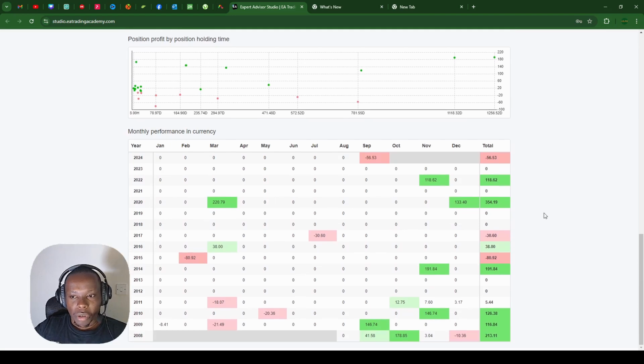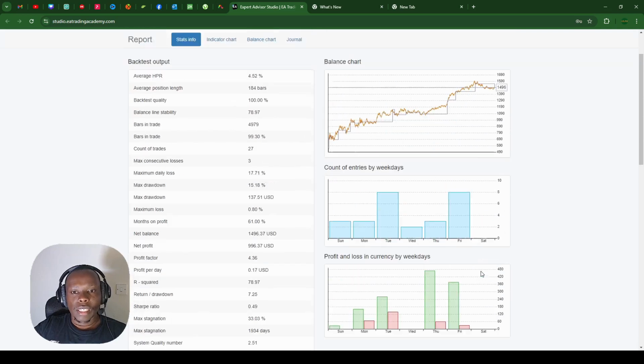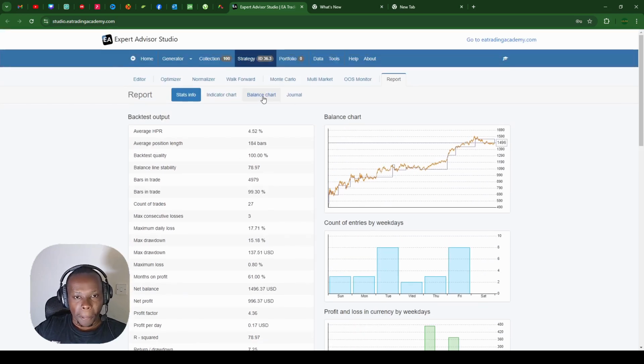So this is how the robot has worked from 2008. Remember, it took data from 2008 onwards to 2024 September. And you're seeing we have very many good months, and then one or two bad months. But what is also interesting, I want you to look at, and this will form the basis of why robots fail.